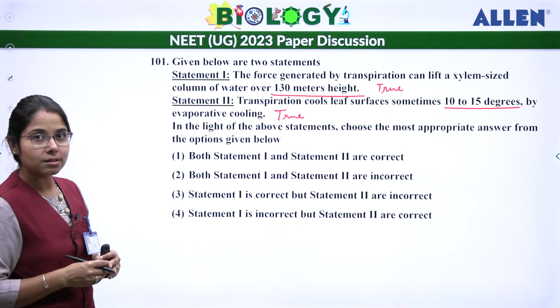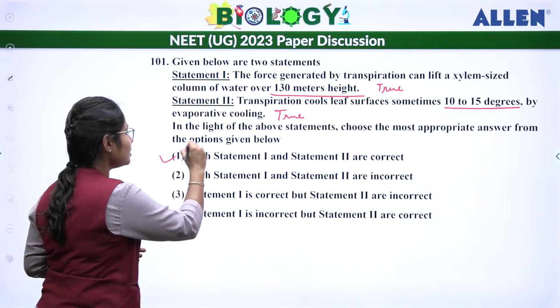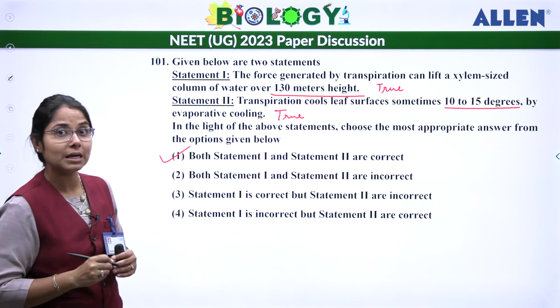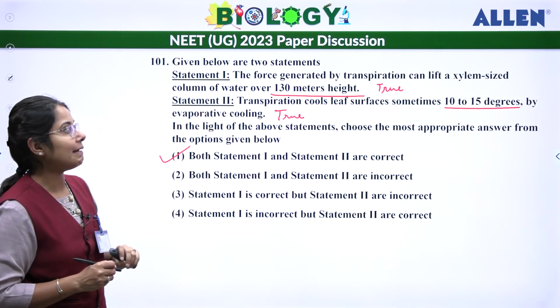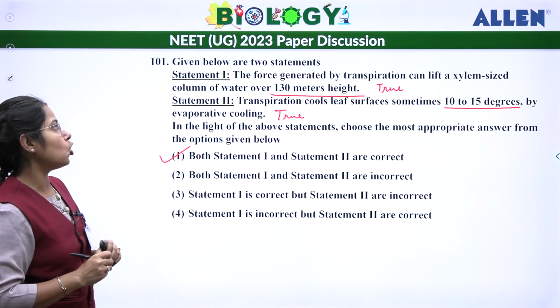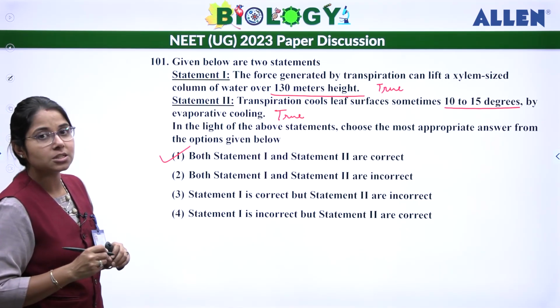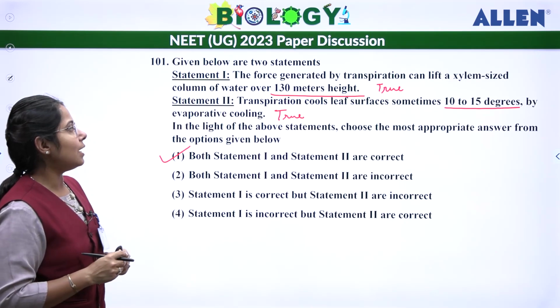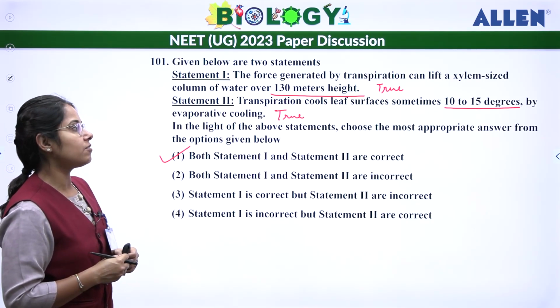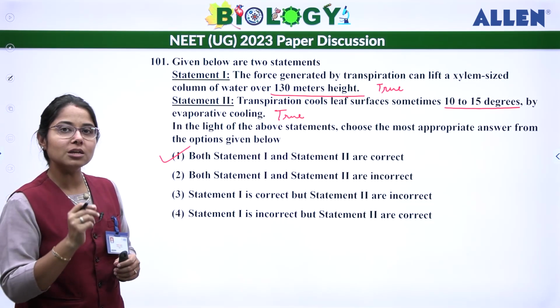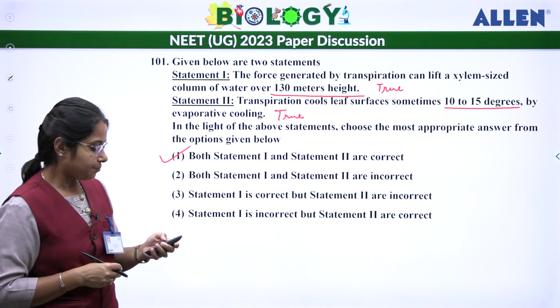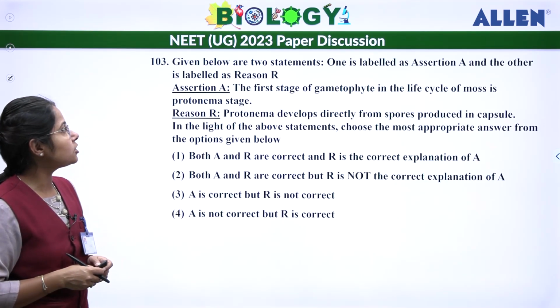So what is the correct answer? Correct answer is both the statement 1 and statement 2 are correct. Both the statements, that is the force generated by transpiration can lift a xylem-sized column of water over 130 meters height, is true, as well as transpiration cools leaf surface sometimes 10 to 15 degrees by the evaporative cooling. So both the statements are correct. Let's move on to the next question.